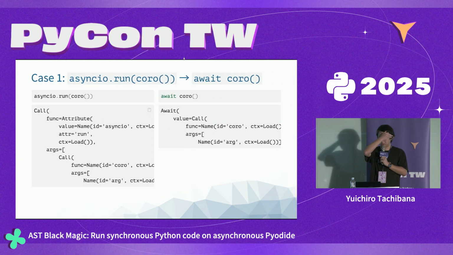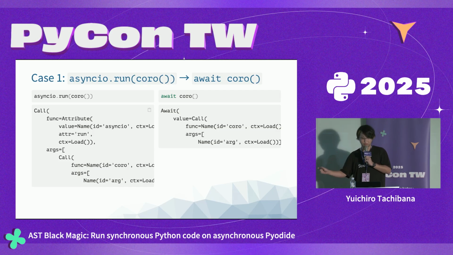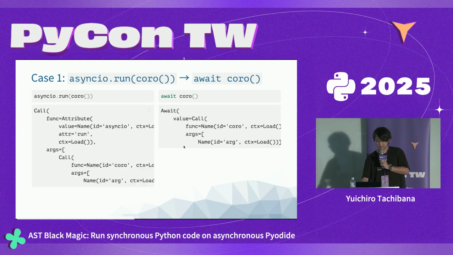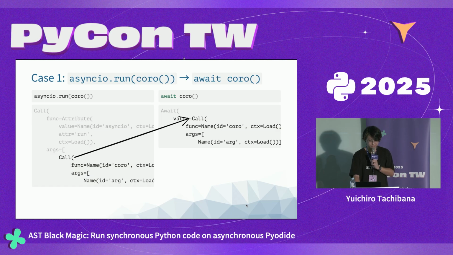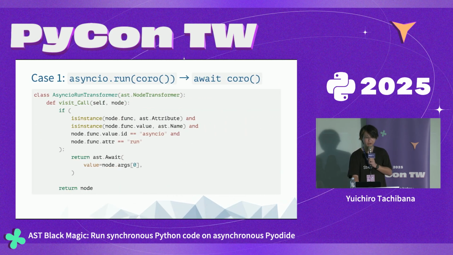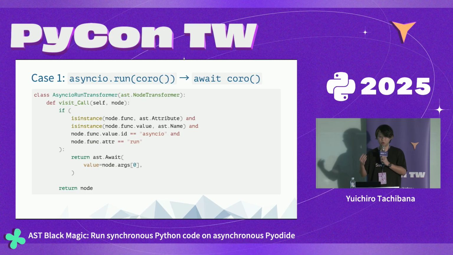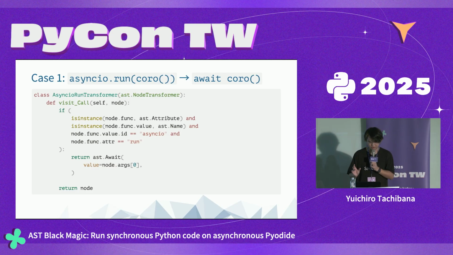For example, as we have to replace asyncio.run with the top level await, I had to rewrite the AST like this into this. This is very simple because the argument passed to asyncio.run was just simply awaited. So I could do this by defining my custom AST transform function, extending ast.NodeTransformer like what we have seen in the previous slide.